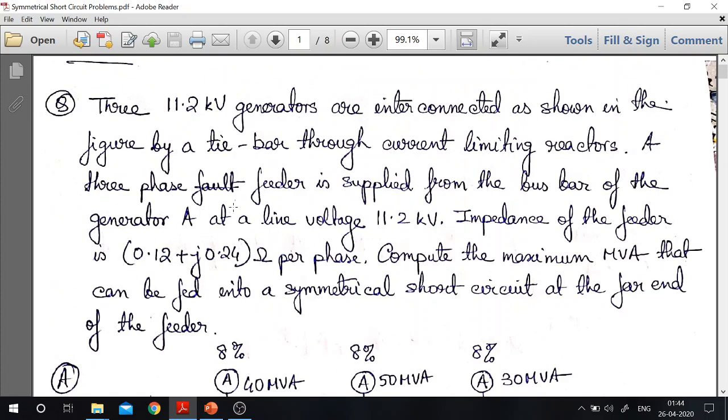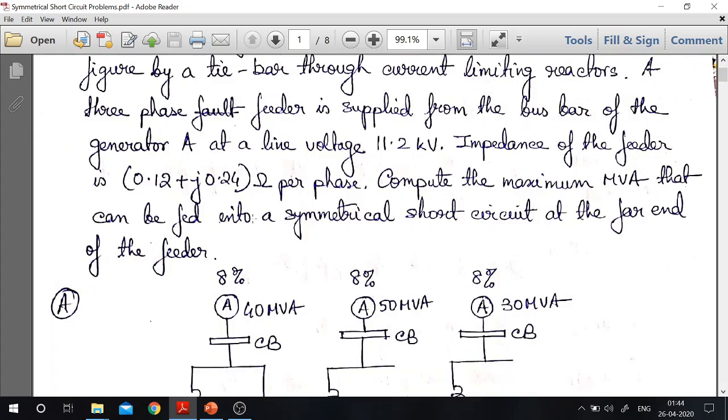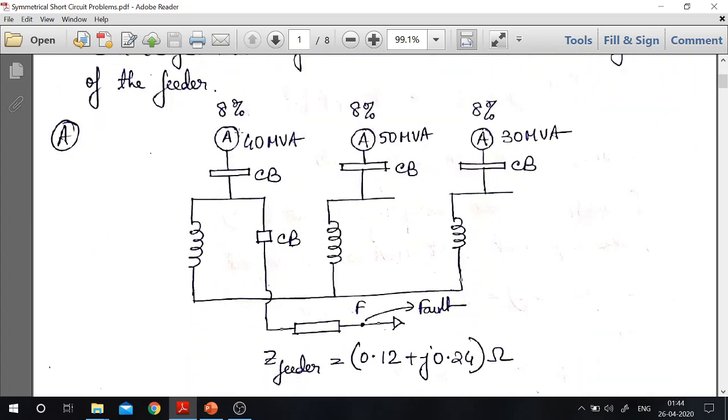A three-phase feeder is supplied from the bus bar of the generator A at a line voltage of 11.2 kV. So this feeder is supplied by generator A. There is a little bit of mistake. This is generator A. Consider this to be generator B and generator C.